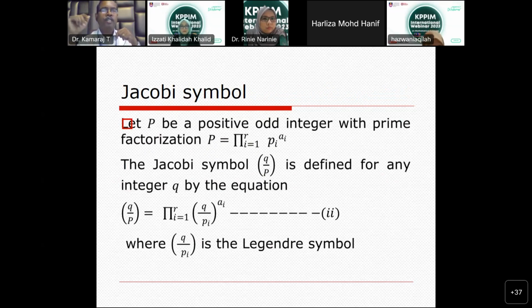So the denominator p is any positive odd integer. Now in that case, a similar concept like a Legendre symbol we can also discuss for Jacobi. The Jacobi symbol of q divided by p is defined for any q by this equation. Now for q divided by p, what value is the Jacobi symbol providing? It is a product of all the Legendre symbols whose numerator is q and denominator is the prime factorization of the capital P. You can see that capital P in the first line.